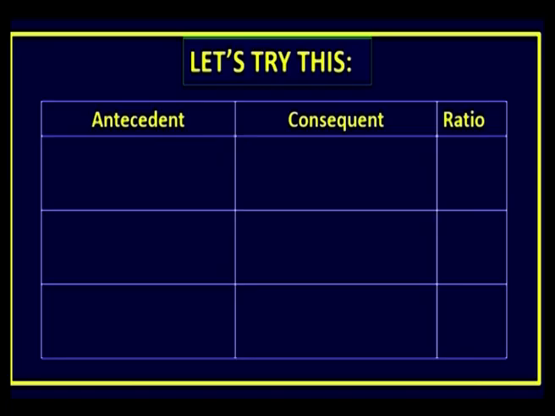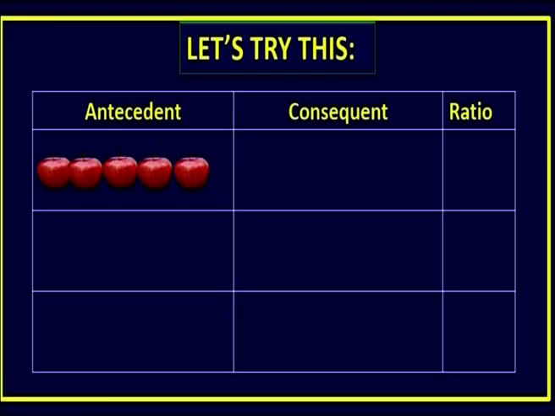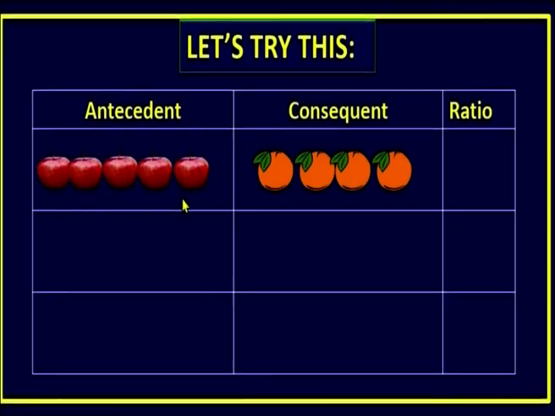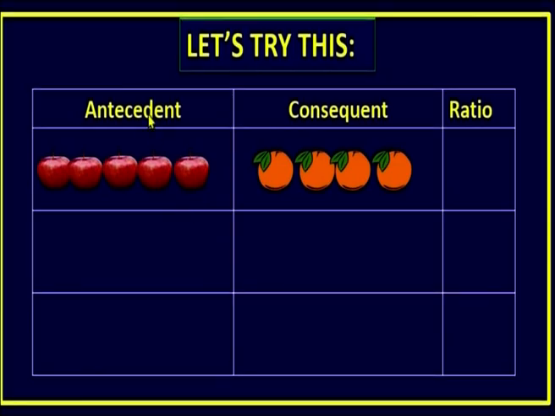Now, let us move on to our next concept children. So, I want you to try this children: when antecedent and consequent are given to you, how to write the ratio. So, here you have given the number of apples and here the number of oranges and you need to write the ratio. So, children, how many apples are there here? Yes, we have 5 apples. So, antecedent is 5. And what about consequent? Yes, we have 4 oranges. That means consequent is 4. So, what will be the ratio? Yes, you are right. It is 5:4.